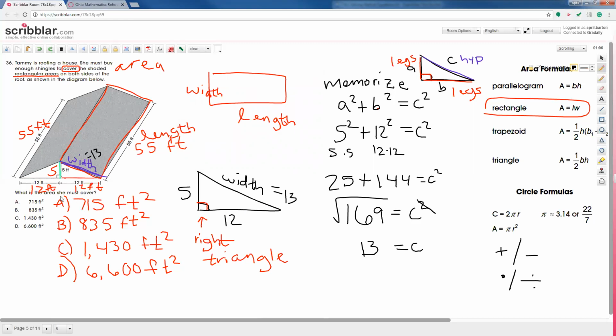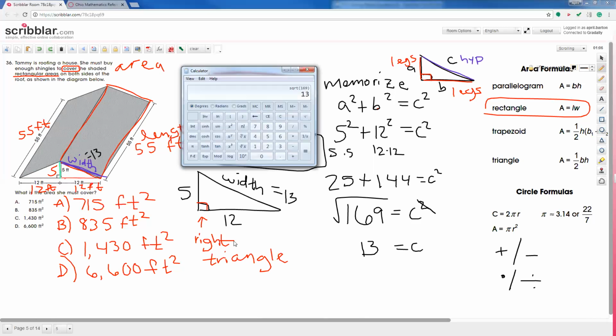So we're not done yet. We always say, did we solve the problem? Well, this asked for the area that she has to cover. We found the width, and now we need to find the area, the length times width. I'm going to write it in this little space here. 55 times 13 is, this one I don't know off the top of my head. Oops, that was a wrong button. So 55 times 13 is 715.